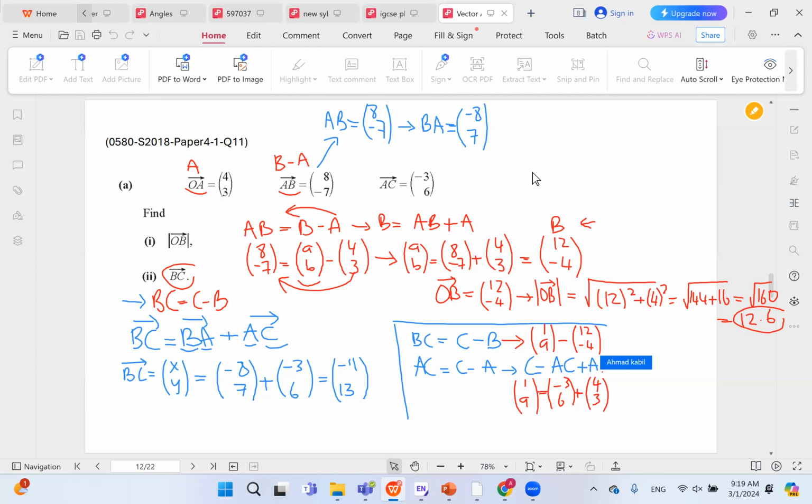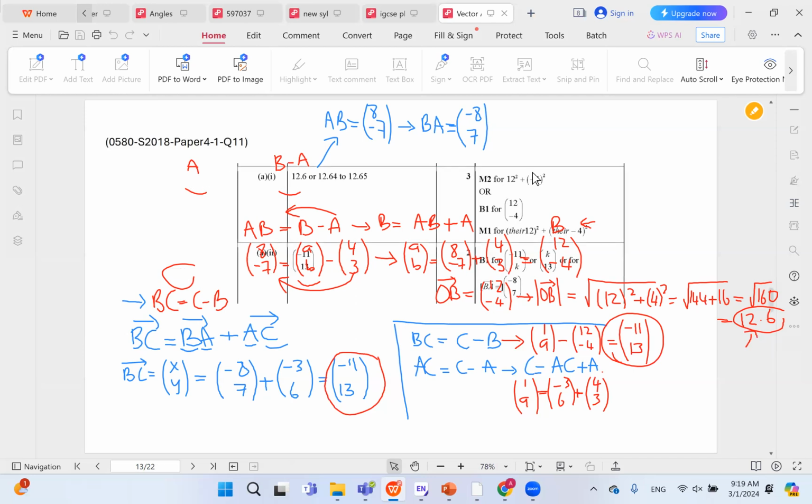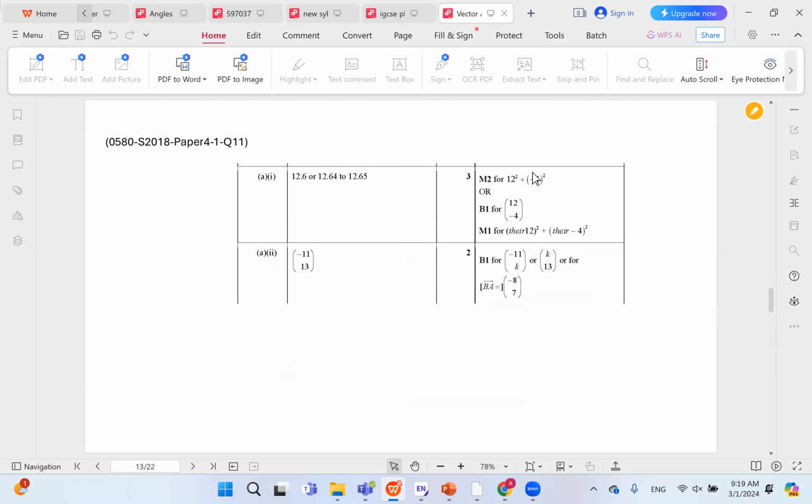So 1 minus 12 would give us negative 11. And 9 minus negative 4 is 9 plus 4. So that would give us 13 as well. So this would also give us the same final answer for vector BC. You can use whichever way you like. Both of them would work. And the final answer for the previous question, like we said, is 12.6. Now let's check the marking scheme. So 12.6 is correct for AI, and negative 11, 13 is correct for AII.